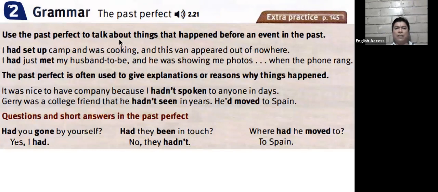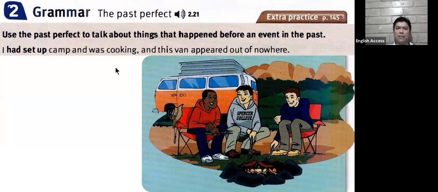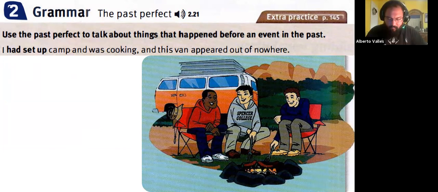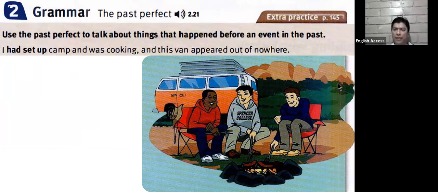Use the past perfect to talk about things that happened before an event in the past. Let's take a look. Can you read, please, Antonio? "I had set up camp and was cooking, and this man appeared out of nowhere." This is Glenn's story, right?